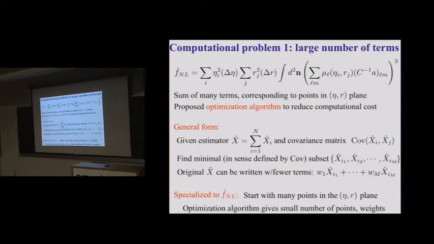So this optimization algorithm is generally very useful in any sort of statistical situation where you're trying to apply some estimator that can be written as a sum of many terms that is computationally expensive. I've used it in a variety of contexts since then. Specialized to the FNL estimator, it means that we can start by writing this estimator as an integral with many points in the eta r plane, and using the numerical linear algebra, we can replace it by a small number of points with optimally determined weights.